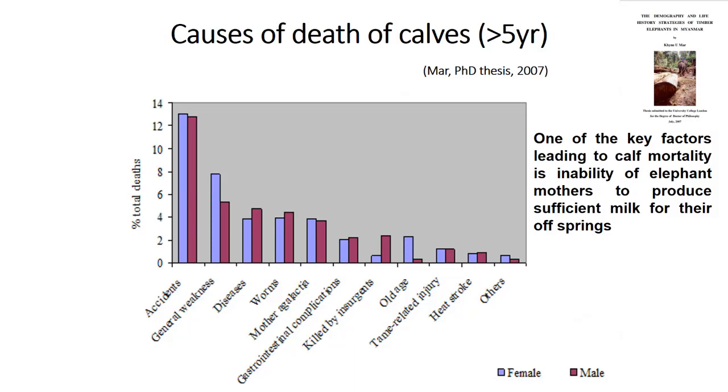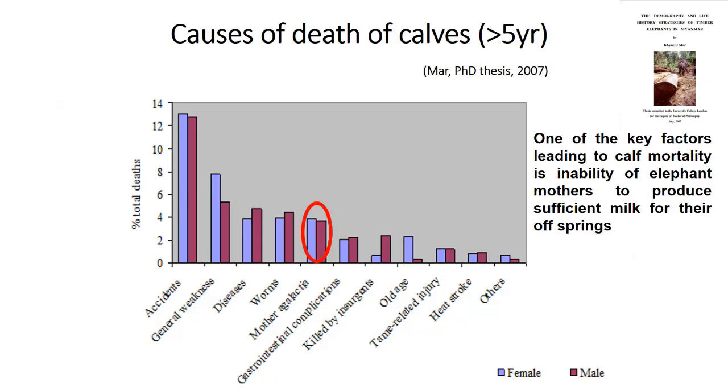As we know, the most vulnerable age group in the whole timber elephant population is the calf, under 5 years of age. So we categorized the causes of death, and this is what I reported in my thesis. We believe it all starts from mother agalactia. This is a key factor leading to calf mortality. Mother agalactia is an inability of elephant mothers to produce sufficient milk for their offspring.